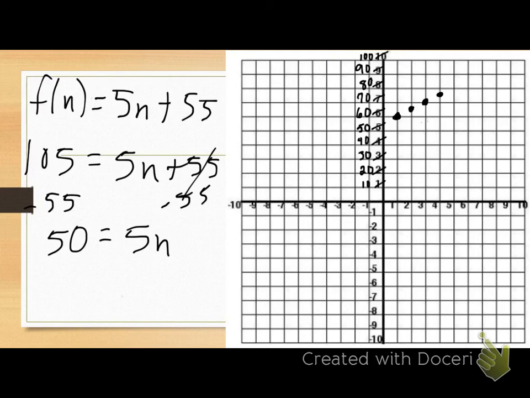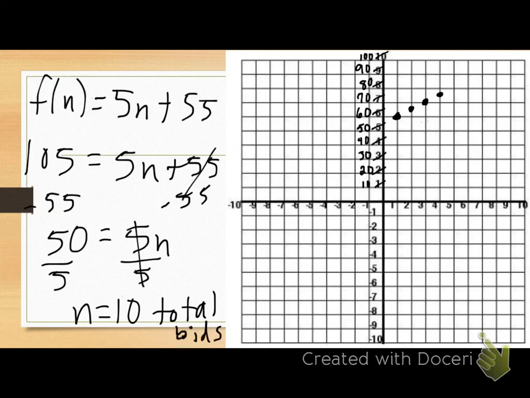Raise your hand if you can tell me my last step to get n by itself. Someone who has an answer today. Divide 50 by 5. Very good. Dividing both sides by 5. So what does n equal? 10. So that'd be 10 total bids. Any questions on how we approach letter C?